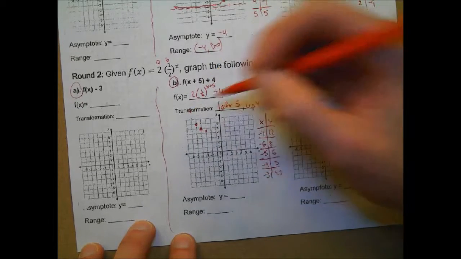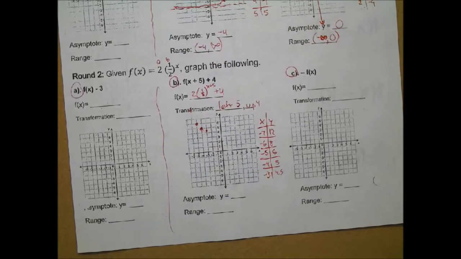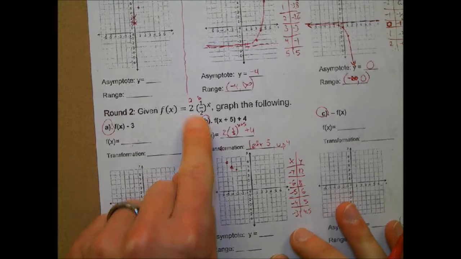Okay, now, before I go ahead and draw this curve, I also want to identify my asymptote. Now again, what was the asymptote for the original function?